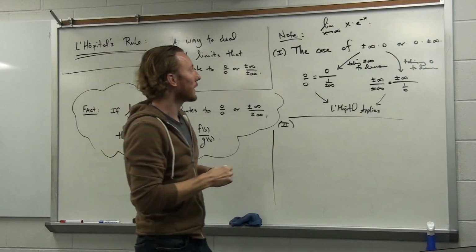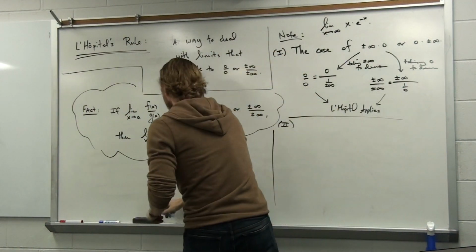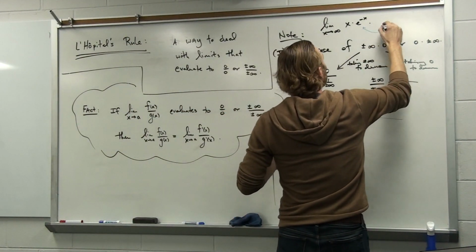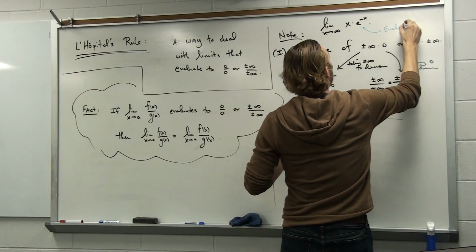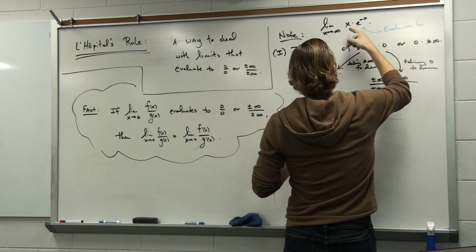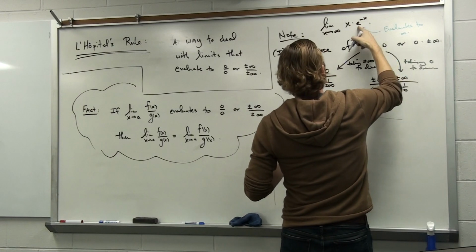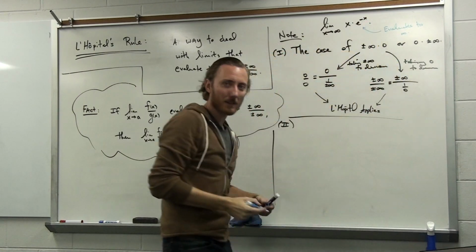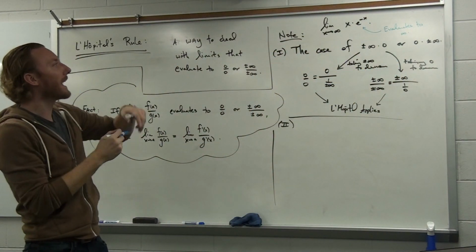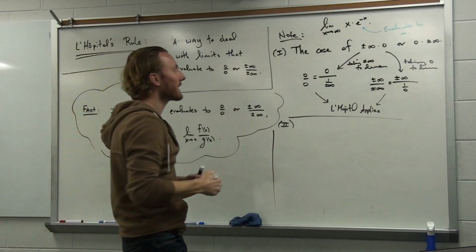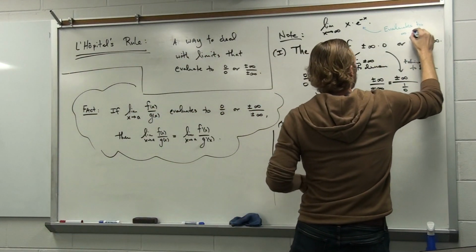Here's an example of a situation where, whenever you evaluate, this evaluates to infinity times e to the minus infinity. That's taking 1 and dividing it by e infinitely many times. That's going to be 0.